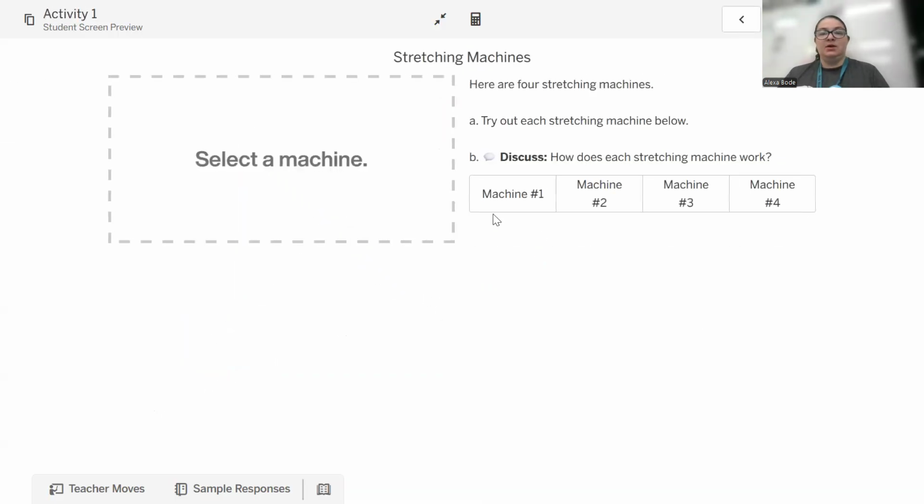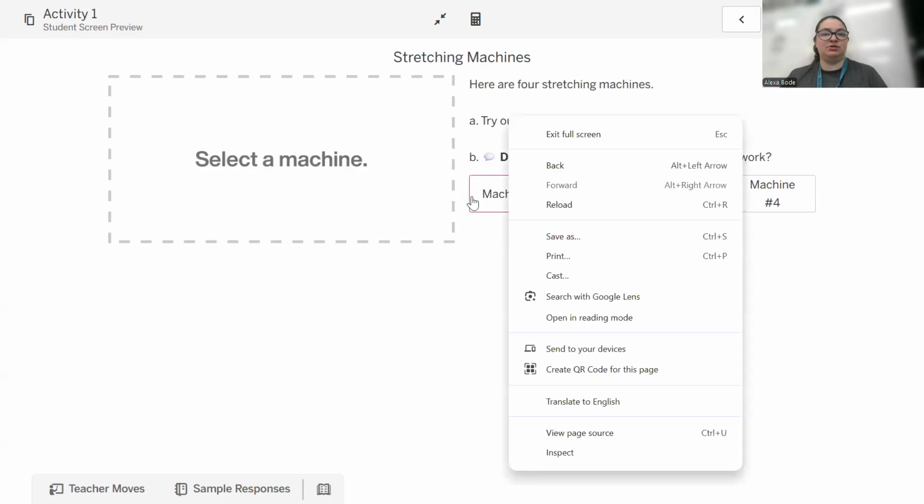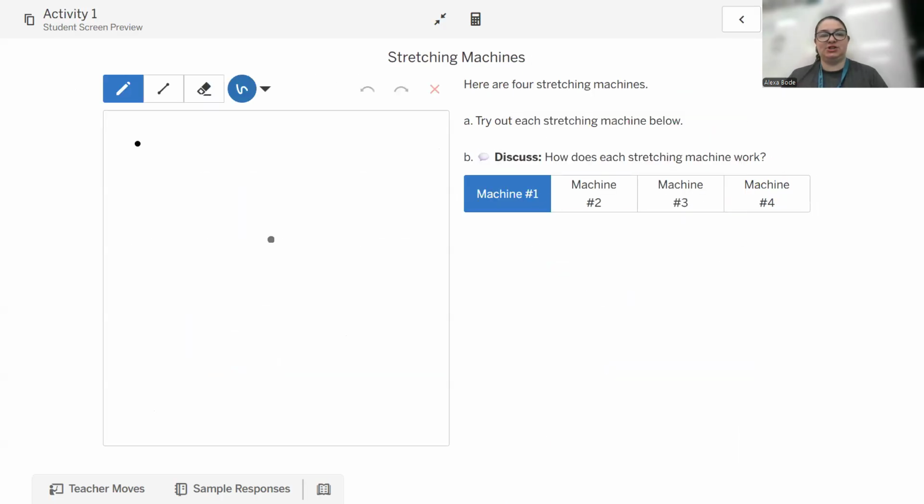Okay, so here is screen 2. I want you to play around with each of these machines. Notice where your point is and the line that's going through it. And draw something. Draw whatever you want. I'm gonna try to redo that heart here. Draw whatever you want. Does not matter what you draw.